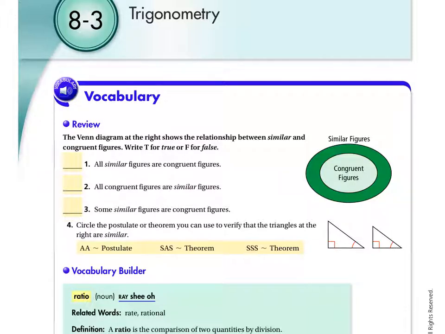It's not going to go away. It's one of the most useful things you'll have this year as far as application to real world. So you'll see a lot of word problems as we go through this as well. So let's just start here with a review.